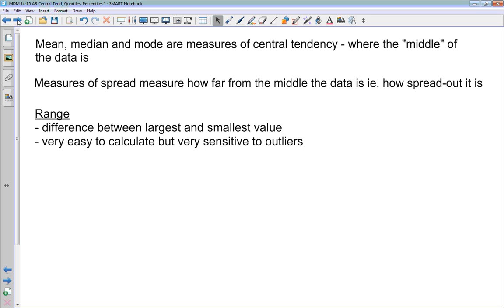So the first one we're going to take a look at is what is called the range. Okay? The range is just the difference between the largest and the smallest value. So again, just taking the largest minus the smallest gives you a sense of how spread out it is. It's very easy to calculate, but it's very, very sensitive to outliers. So usually it's not used frequently in any kind of statistical calculation. Values that give you a little bit more detail and a little bit more robust are what are called quartiles.